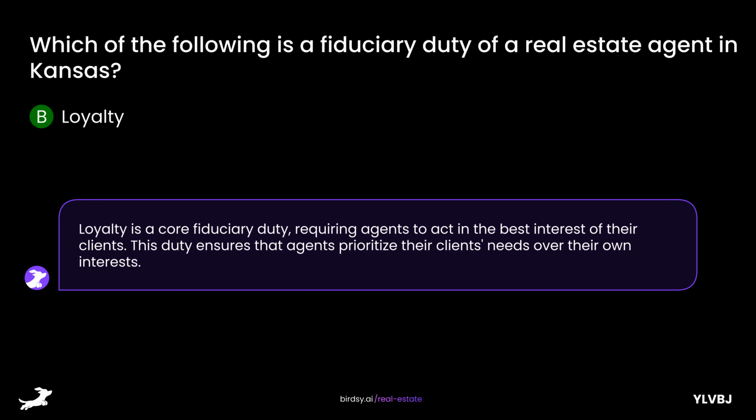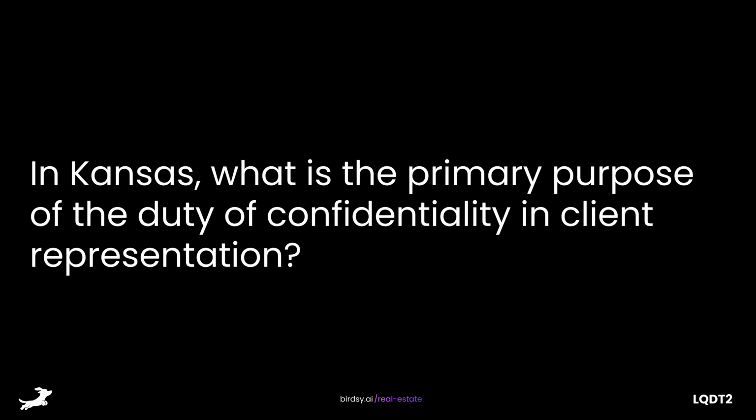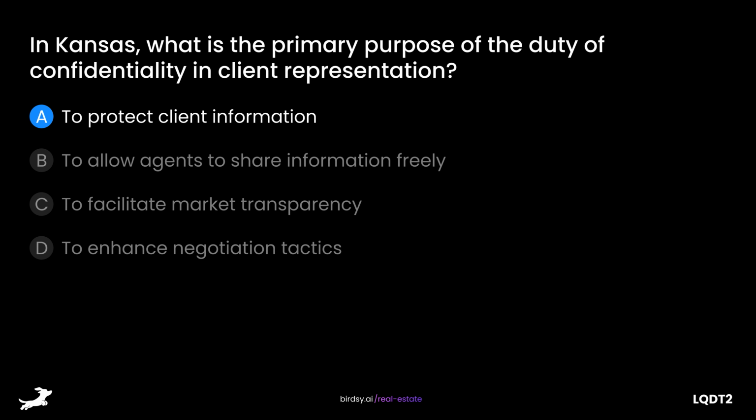Loyalty is a core fiduciary duty requiring agents to act in the best interest of their clients. This duty ensures that agents prioritize their clients' needs over their own interests. In Kansas, what is the primary purpose of the duty of confidentiality in client representation? Is it A, to protect client information, B, to allow agents to share information freely, C, to facilitate market transparency, or D, to enhance negotiation tactics? The answer is A, to protect client information.